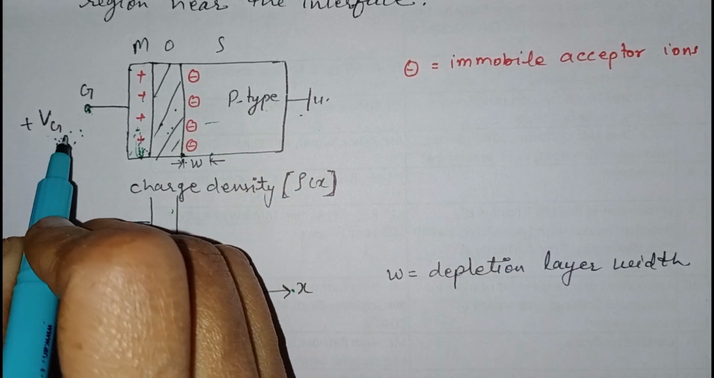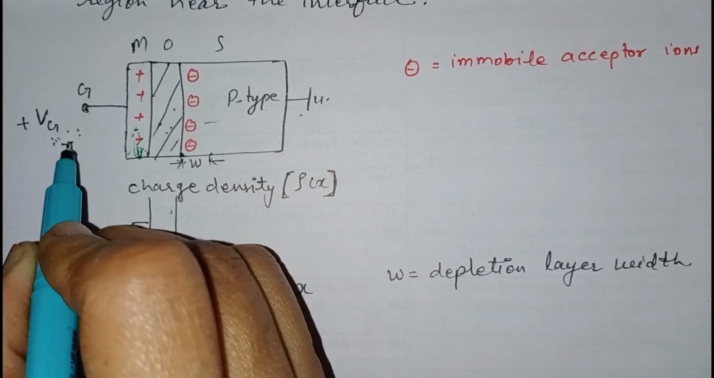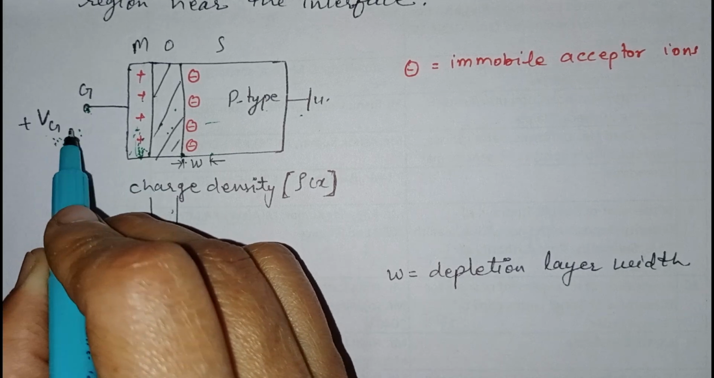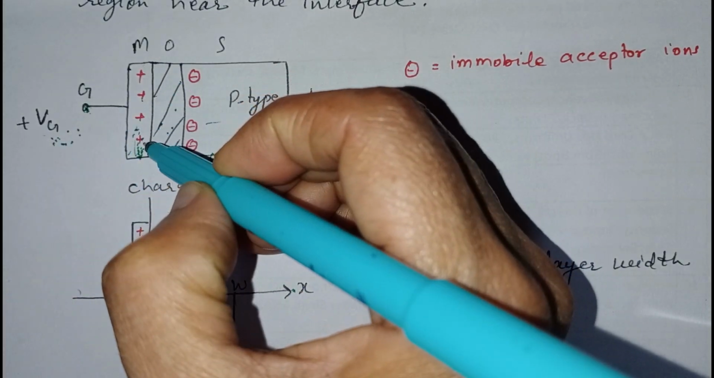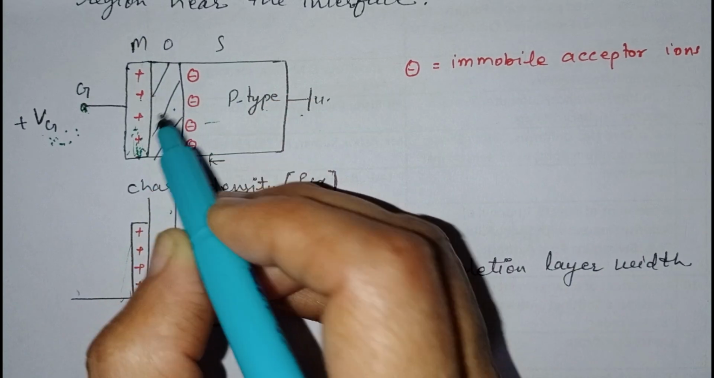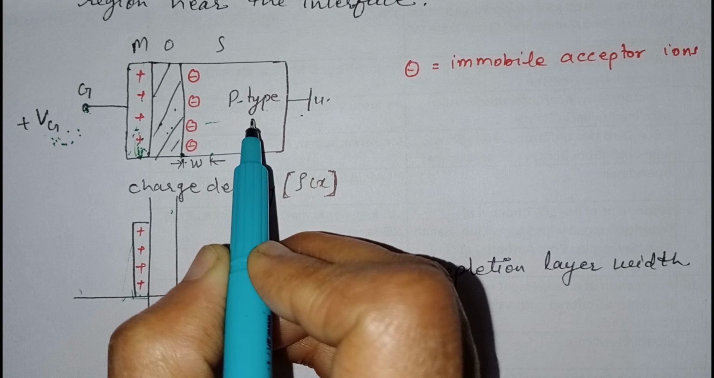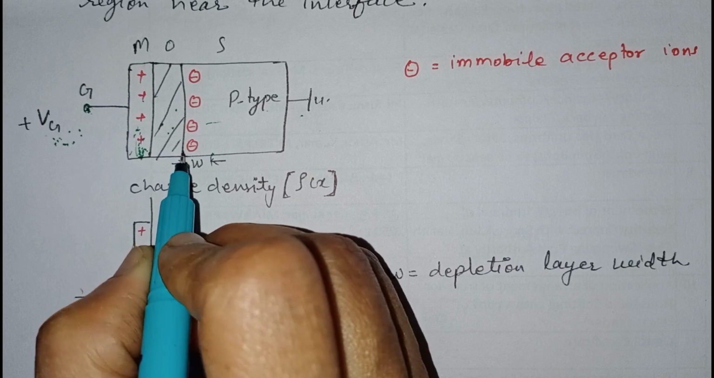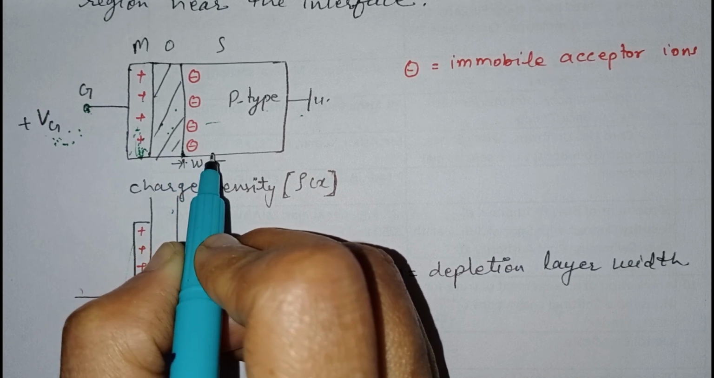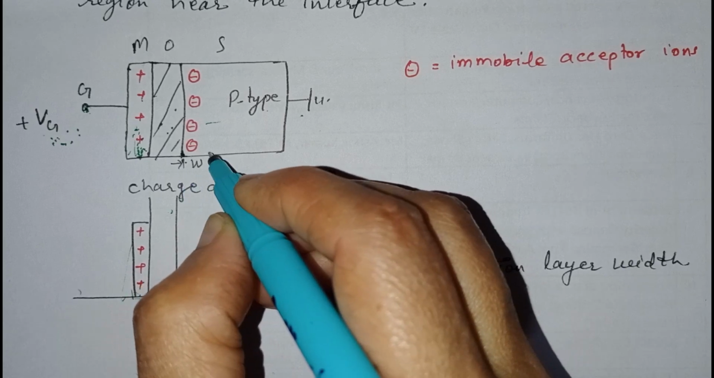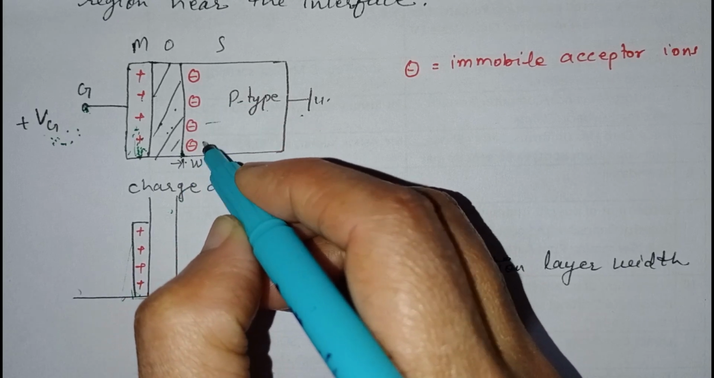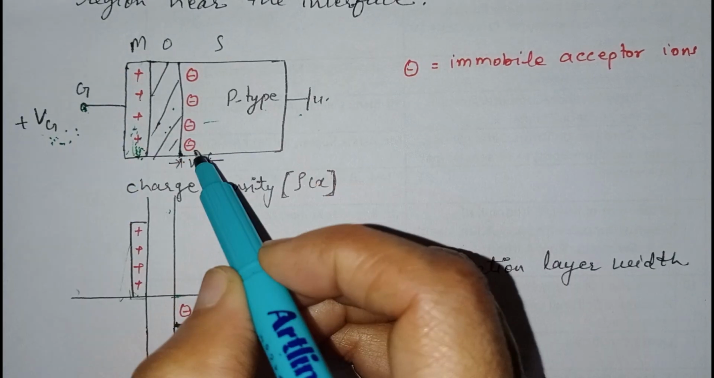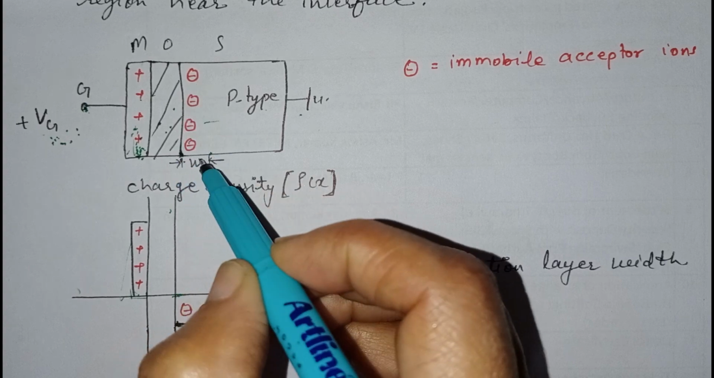When we apply a gate voltage that is greater than the flat band voltage, the flat band voltage is discussed in our last lecture in accumulation mode video. So when we apply this positive voltage at the gate, the metal is positively charged, and this positive charge will repel the holes in the p-type substrate. So the region near this silicon dioxide interface is depleted of the mobile charge carriers, means the holes. So what is left behind are the immobile acceptor ions, and these acceptor ions are the counter charges for these positive charges. So near the interface a depletion region is created here.